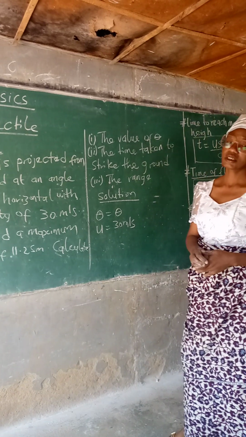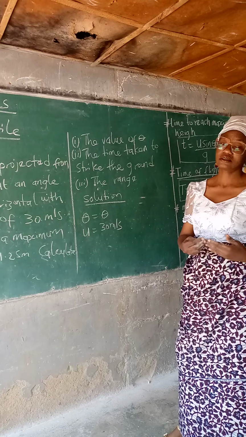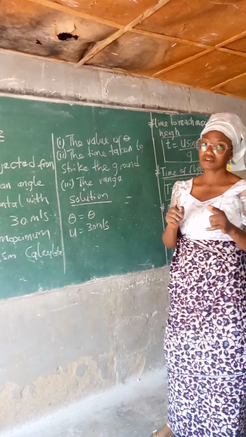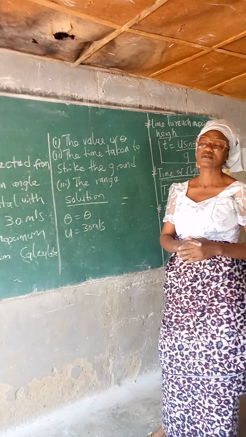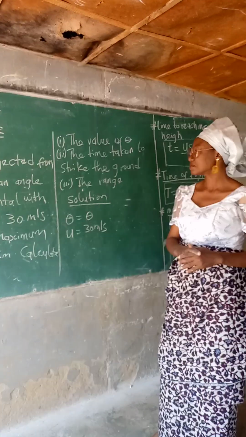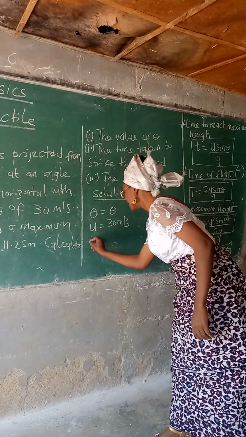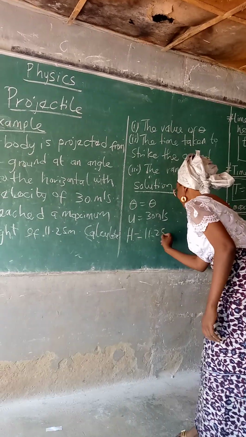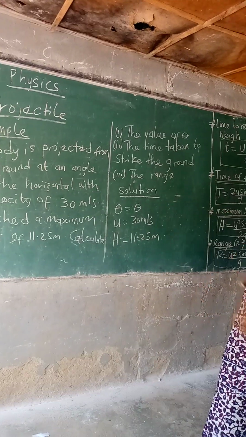And excuse me, just in case you are confused, you don't know what quantity the value you have is representing, check out the unit. The unit will always give you the hint of what that quantity is talking about. It reached a maximum height. So we have h, capital letter H, to be what? 11.25 meters. Calculate the value of theta.